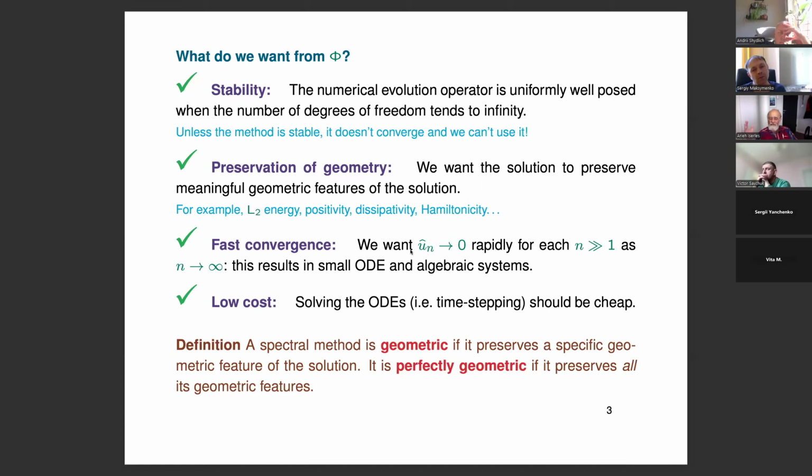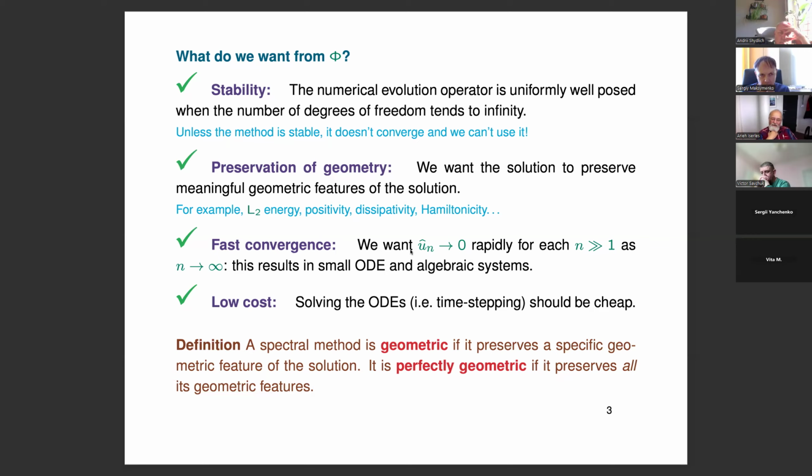So for example, if you are solving a linear Schrödinger equation or the Dirac equation, we want to preserve L2 energy, because L2 energy is closely linked to important features of a quantum system that the linear Schrödinger or Dirac equation are modeling. So if we have a spectral method for the linear Schrödinger equation that conserves the L2 energy, we say that it is geometric. If we have a spectral method that dissipates L2 energy for the diffusion equation, we're saying it is geometric, and so on.